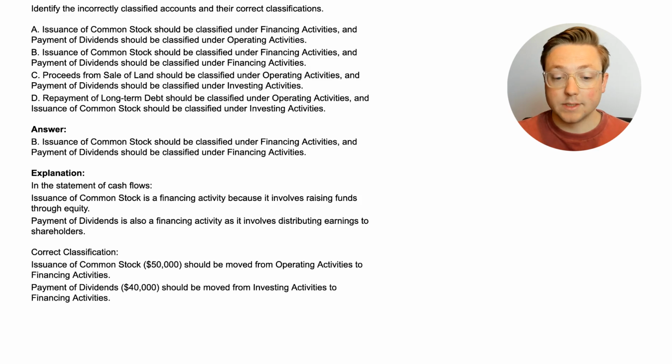And then the payment of dividends is also a financing activity because that is something where you're distributing earnings from retained earnings to shareholders. So again, that's another equity account. So those both should be affecting financing activities. So to correct that, you would move that common stock from operating to financing activities, and then you would move the payment of dividends from investing to financing activities. And this is another thing that could happen. People might get confused and put the incorrect cash flows into the incorrect areas or activities. So you might have to correct that and move it around. Let's go to the next question.